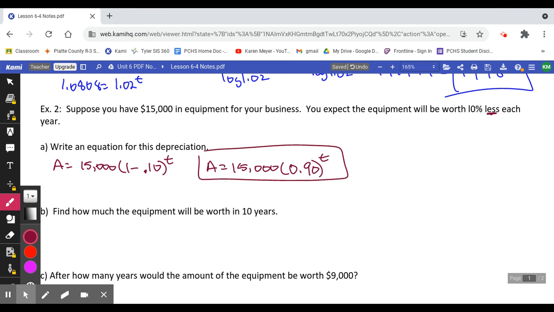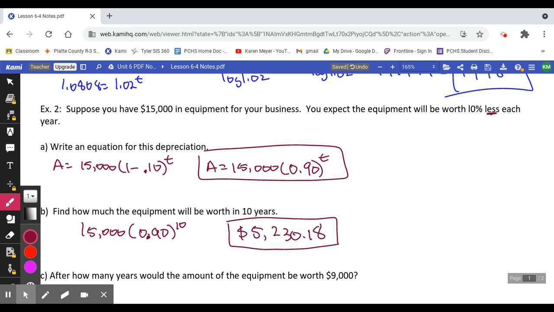How much will it be worth in 10 years? Well, just plug 10 into your equation. So 15,000, parentheses 0.90 raised to 10. Type that in your calculator. This time we're talking about money, so make sure you round to some change. So I'm looking at $5,230.18.